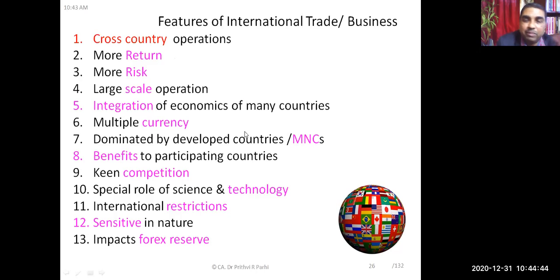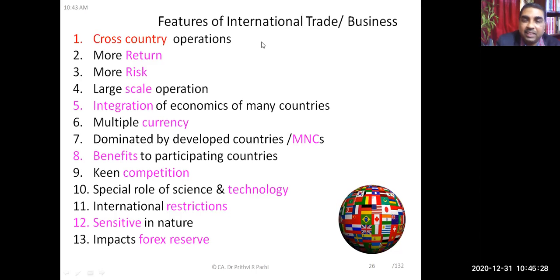International trade also involves multiple currencies. In earlier examples, you might have to pay in dollars, receive in yen, or pay salary in euro. So different countries and different currencies are involved. This entire international business is dominated by developed countries and multinational companies. But all the participating countries get benefit out of this. But there is very keen competition in the market.